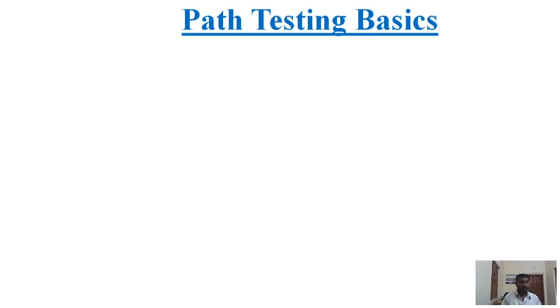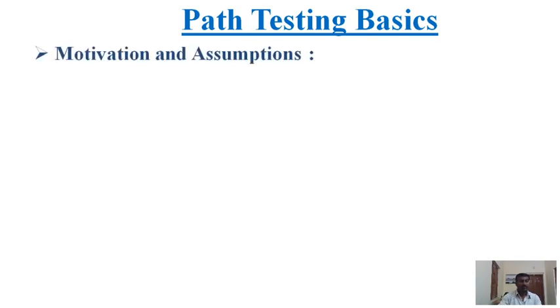In this concept, we have nearly seven sub-concepts. The first one is motivation and assumption, the second is control flow graphs, the third is path testing, the fourth is loops, the fifth is multi-entry or multi-exit routines, the sixth is effectiveness of path testing, and the seventh is limitations. Among these seven sub-concepts in path testing basics, we are going to discuss one by one.